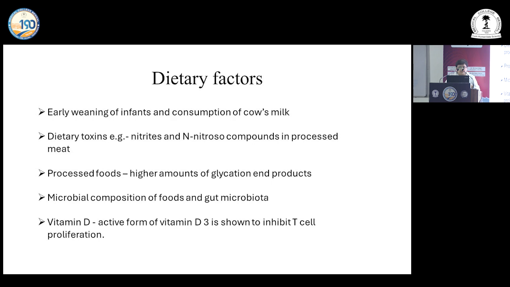Microbial composition of the foods and the gut microbiota have also been implicated as factors. And vitamin D. The active form of vitamin D3 has been shown to inhibit T cell proliferation, and therefore deficiency of vitamin D is thought to be a cause of autoimmunity.